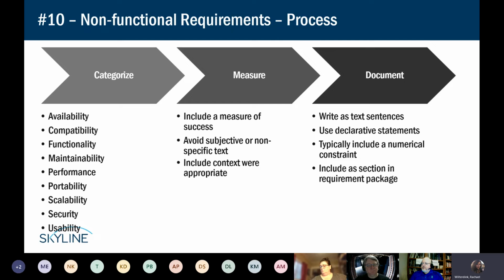So those are just some of them. There are a lot. If you Googled it, you could find a list with 100 different types of non-functionals on it. But these are the key ones to pay attention to.